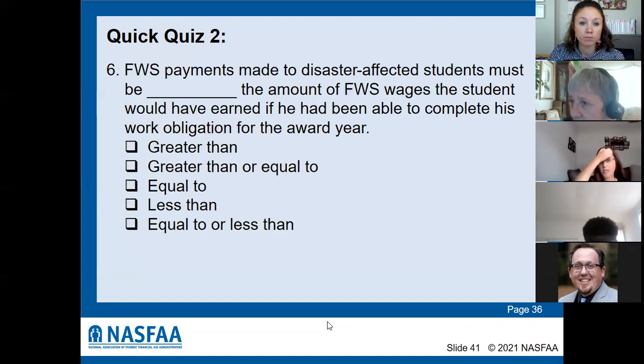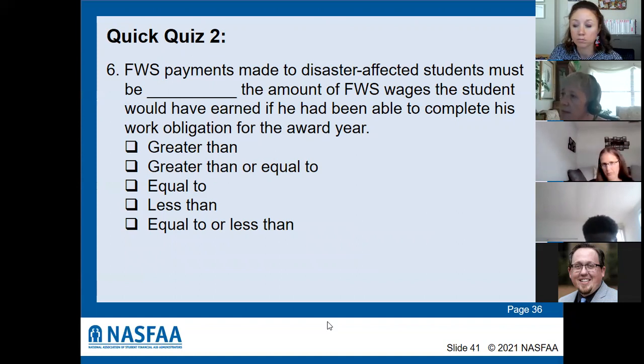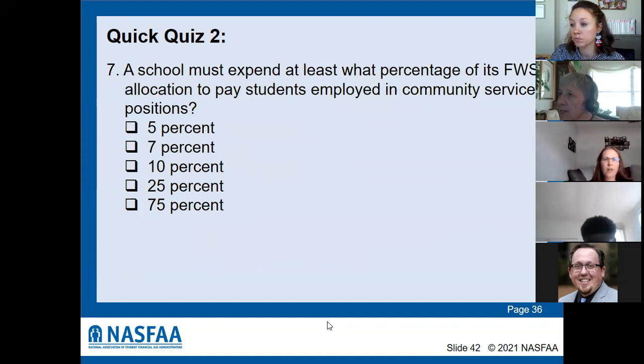So federal work study payments made to disaster affected students must be blank the amount of federal work study wages the student would have earned if he or she had been able to complete their work obligation for the award year. Got a lot of people saying equal or less, equal to or less than. That is correct. Yay. Good job.